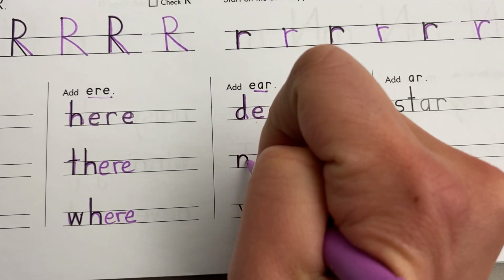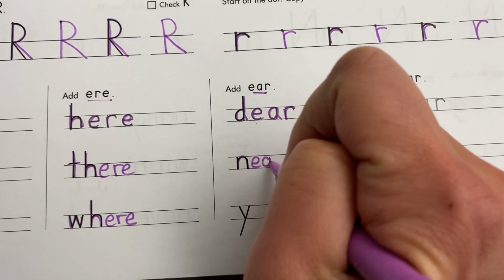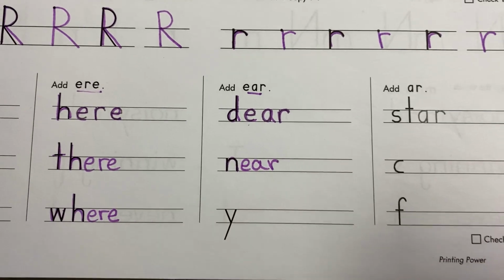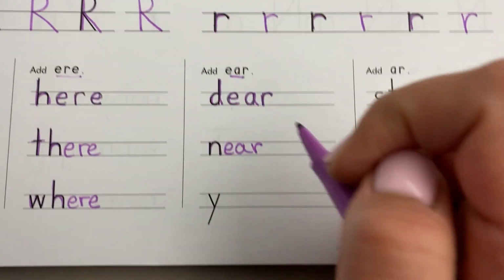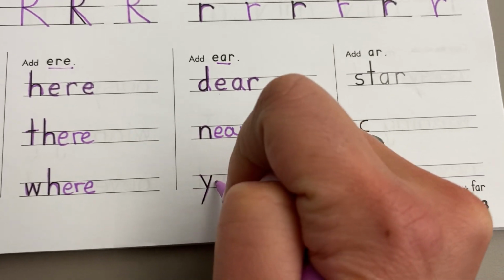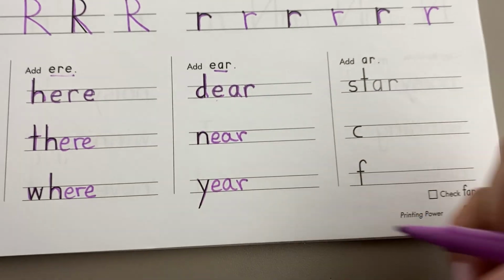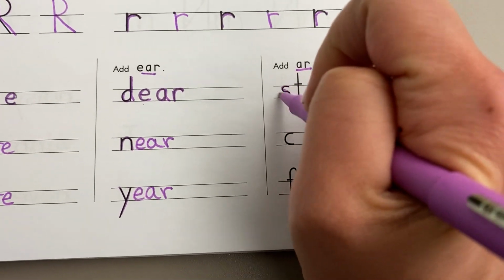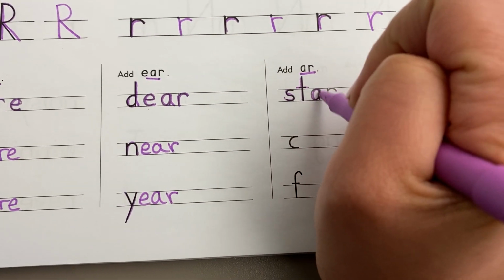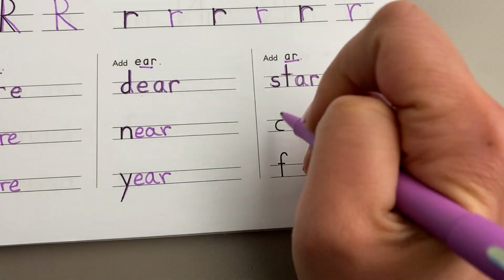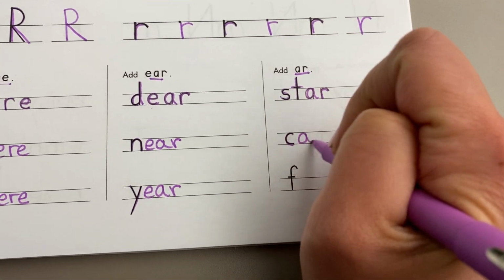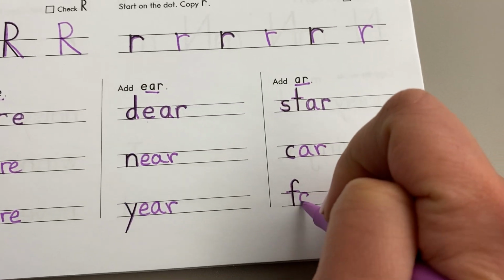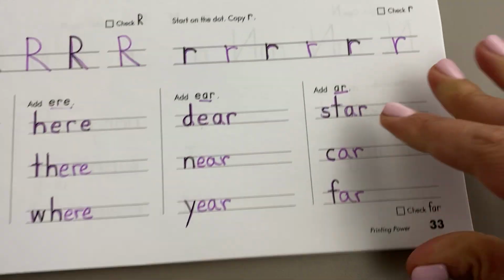Okay, near. N-E-A-R. Near. I am sitting near my friend. Near. And year. Y-E-A-R. Add A-R. Star. S-T-A-R. When you add A-R to C, it becomes car. And when you add A-R to F, it becomes far.